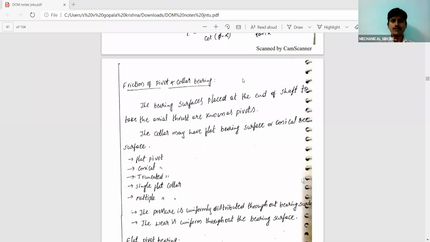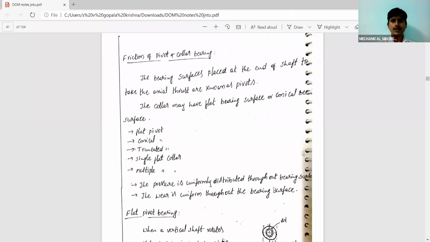There are types of pivot bearings and collar bearings, five types in all. We already discussed them: the flat pivot bearing, the conical pivot bearing and the truncated pivot bearing, and similarly the single flat collar and multiple flat collar bearings. Coming to the first one, the flat pivot bearing, let us observe what we have discussed.